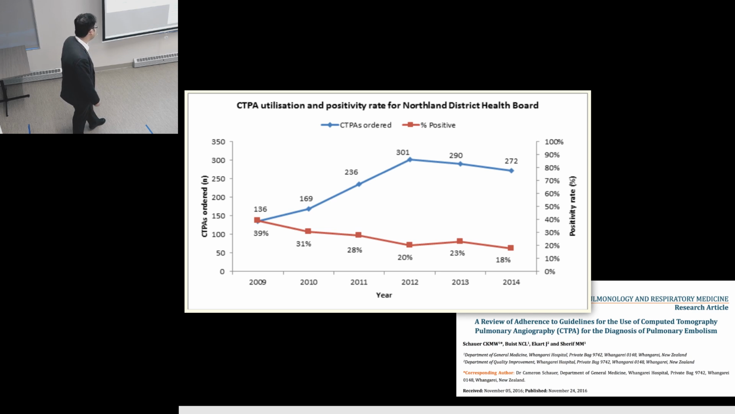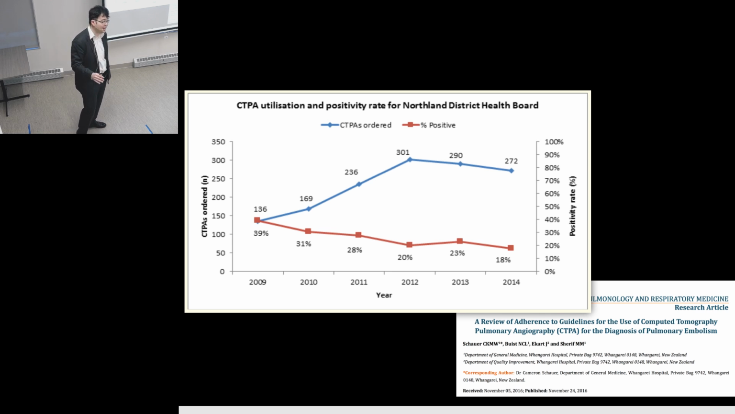This one is actually from New Zealand. It's a review of adherence to guidelines for CTPA. You look at the volumes again, number ordered: 136, 169, all the way up to 301 in 2012, like a boom year for CTPE. And on the right-hand side, which is more interesting, is the positive rate.